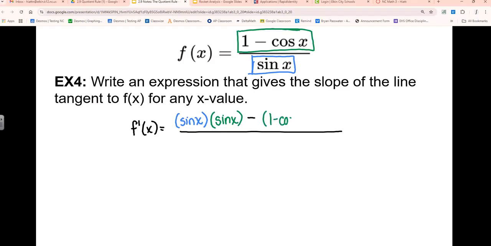1 minus cosine x times the derivative of the bottom, derivative of low. Derivative of sine is cosine of x, all over low squared. Off this, you can cancel the two sides from the bottom side, right? No, you cannot, because of that minus sign.